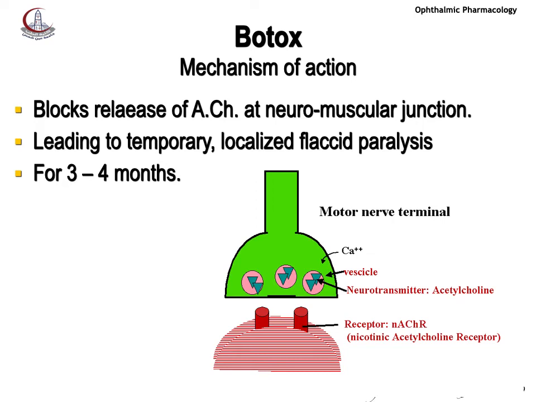Now, Botox, the known toxin produced by the bacterium Clostridium botulinum, has the mechanism of action of blocking the release of acetylcholine at the neuromuscular junction and therefore leading to temporary localized flaccid paralysis for 3 to 4 months. And this effect is the one made use of in cosmetic procedures like abolishing rhytides in the skin.